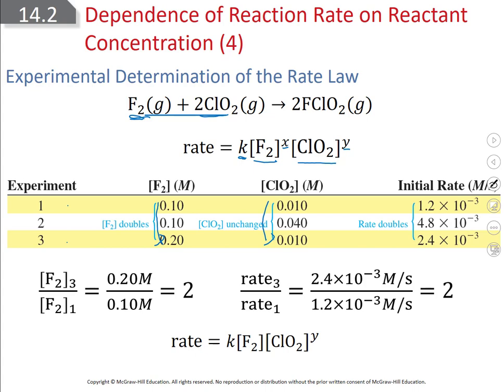So what order is that? First order. Therefore, it is first order with respect to F2, so this is an understood 1. We just left it as that. So at this point in time, we know what the order with respect to fluorine is, what X is, but we still don't know what it is with respect to Y.